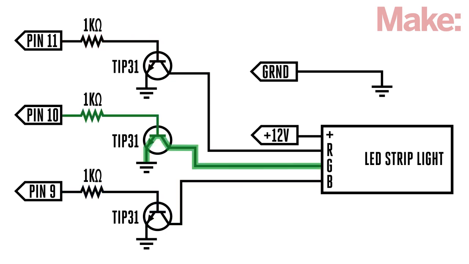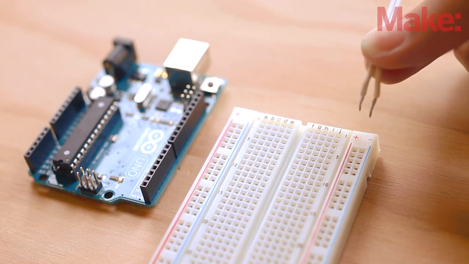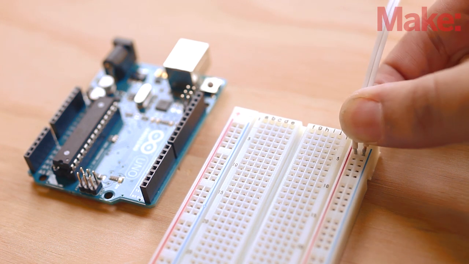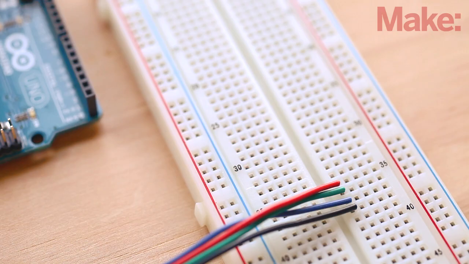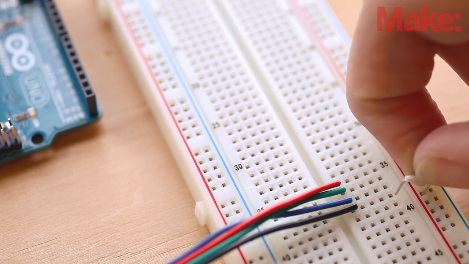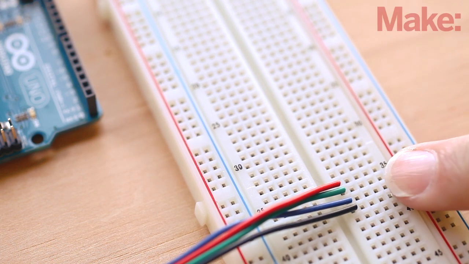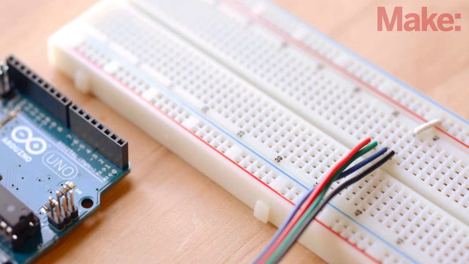resulting in the desired brightness control. Start by running a 12-volt power supply to the rails of your breadboard, connecting the positive power to the positive rail and the negative power to the ground rail. Next, insert the LED strip wires into the breadboard and run a wire from the positive rail to the positive input of the LED strip. Now we can start wiring up the circuit.